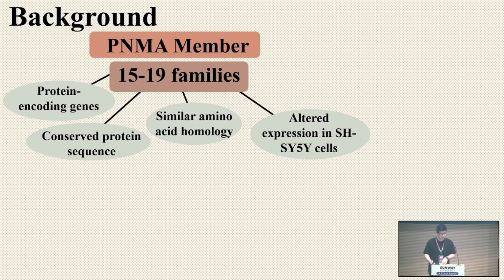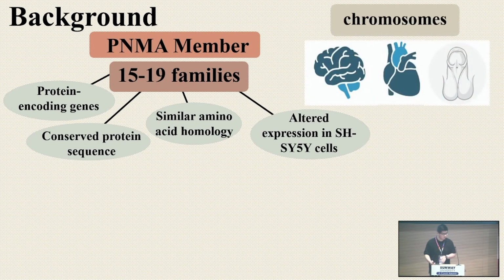PNMA genes are actually a very specific group of protein-encoding genes which have conserved protein sequences. And we hypothesize that there are altered expressions in SH cells, which is the focus cell of my research project. And there's one interesting thing about the PNMA genes: among the 15 to 19 family members of this gene group, they have different functions. We call them functional divergence. And they are almost all found in the chromosomes of the brain, the heart, and the human testes.